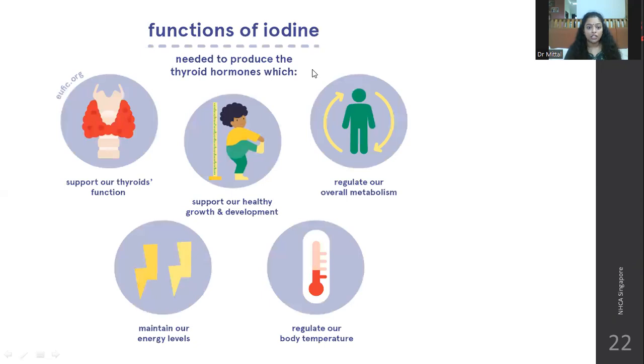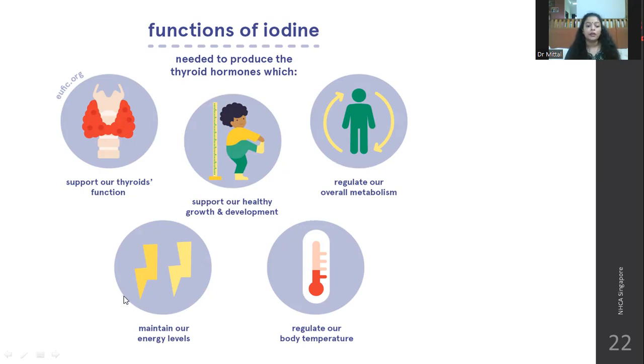So iodine, functions of iodine. First you have to understand that for the healthy secretion of thyroid hormone, an adequate amount of iodine in the circulating blood is important. Adequate, not more, not less. It supports the thyroid function, supports healthy growth and development. If thyroid function is supported, healthy growth and development will be achieved. Overall metabolism will also be achieved because of the thyroid.